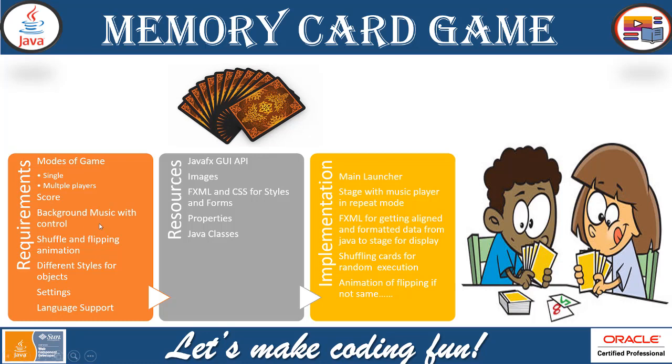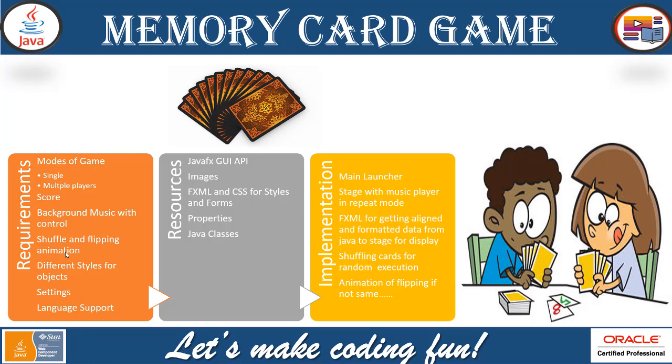Background music with control, so that you can have repeat mode or put it in a sequence in shuffled mode using the JavaFX API. Shuffle and flipping animation. It's very interesting to see when the card will flip, just like we had in the memory game using Swing. The difference here is that we include the shuffling after flipping if it is not correct.